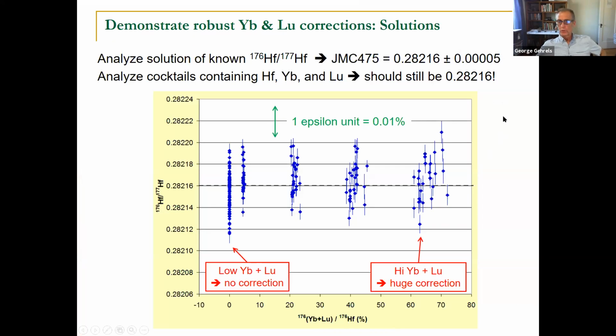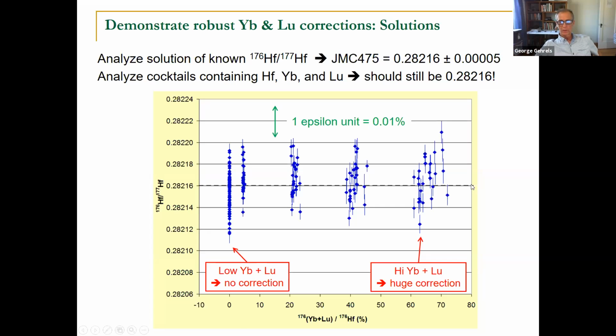The way that we check that we're doing these corrections correctly is by putting a solution into our mass spec. So this is a little bit challenging. Most laser ablation systems are set up just to have a solid material analyte coming in from the laser ablated material into the torch. Now we have to have a setup where we can put some solution in there. And we do this with a magic formula here, JMC475. All labs use the same formula. We know what that ratio is, 0.28216, plus or minus 5 in the fifth place out here.